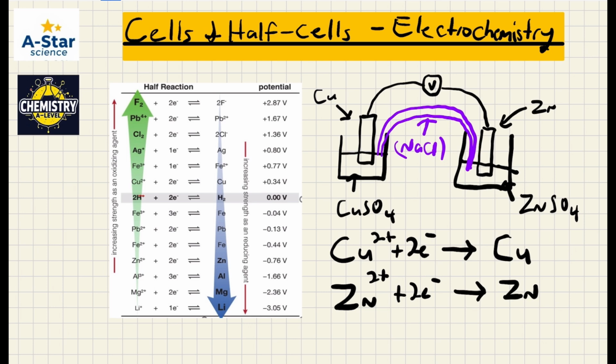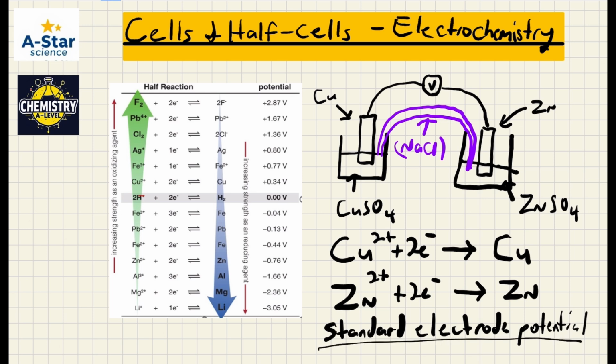And for that, we're going to use the chart on the left, which has what's called the standard electrode potentials of each half cell. And we'll talk about how they derive these in a minute. So these are the standard electrode potentials of the individual half cells.